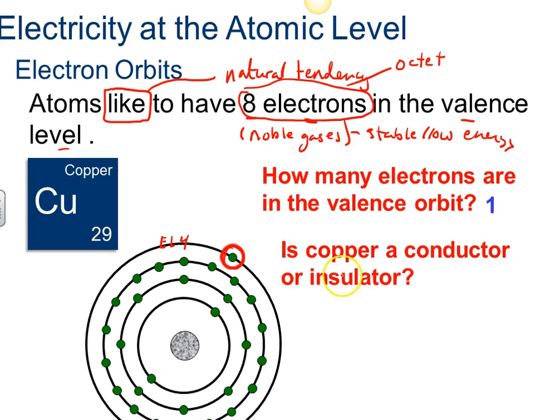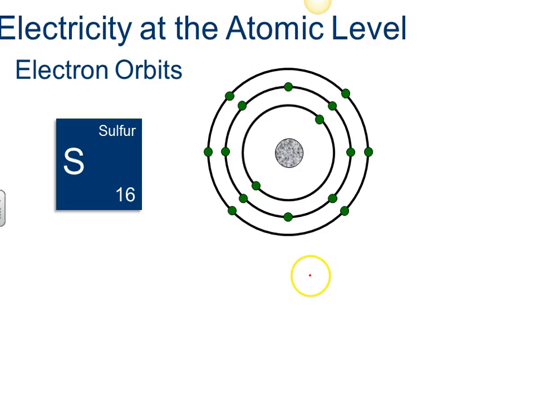So the question is then, is copper a conductor or an insulator? By practical experience, you probably know that copper is a metal, and that copper is used in wiring, and of course if we're using it in wiring, it must be a conductor. So the question is then why? Why is copper a conductor? And we'll answer that question as we move forward.